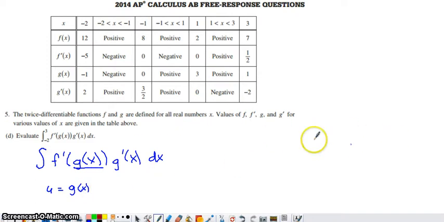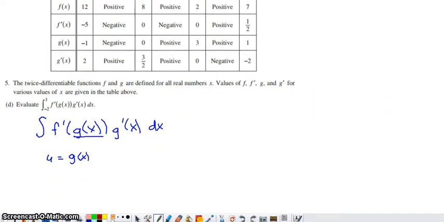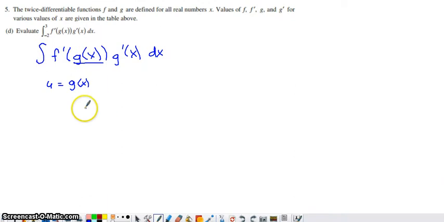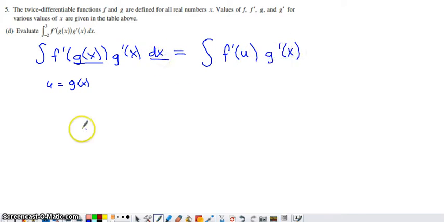If you let u equal the inner function, I'm going to scroll down here, I'm going to need a little bit more space than I have to work this out. If you let u equal the inner function, this antiderivative, or this indefinite integral, is going to be able to be rewritten as f prime of u going in place of g of x. We would still have this g prime of x there, but then we want to figure out what to replace this dx with.